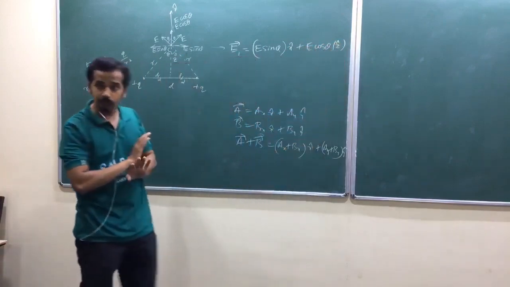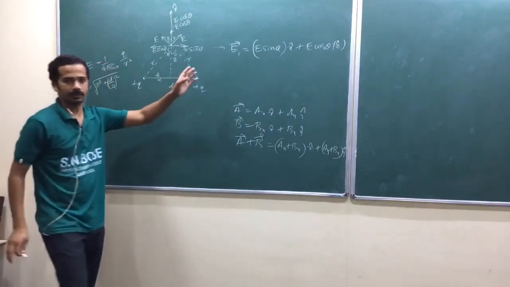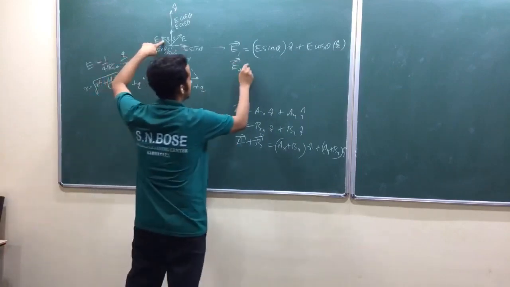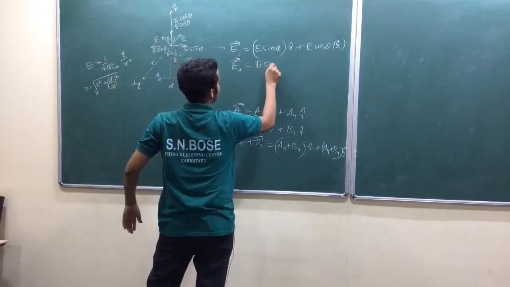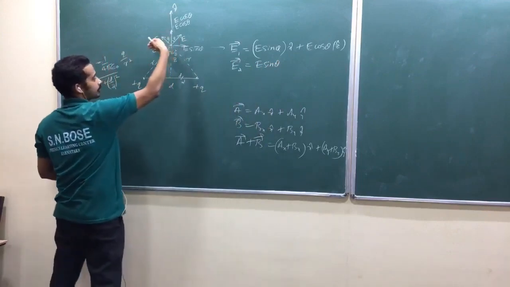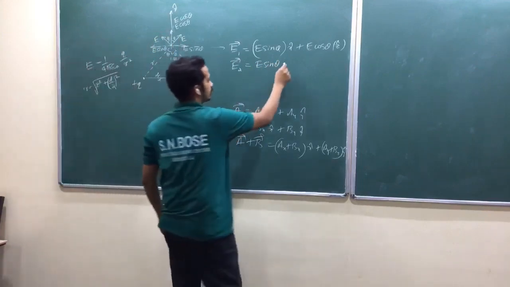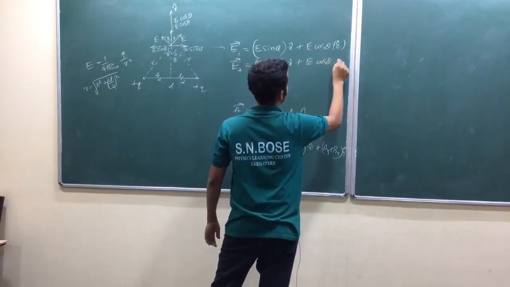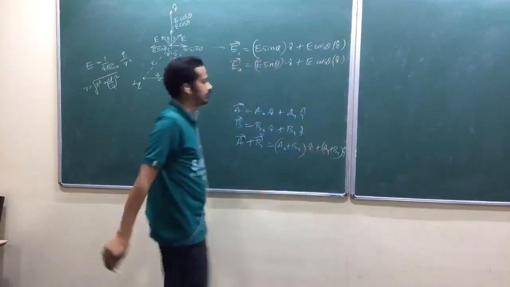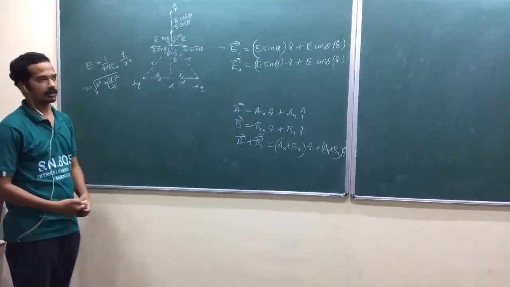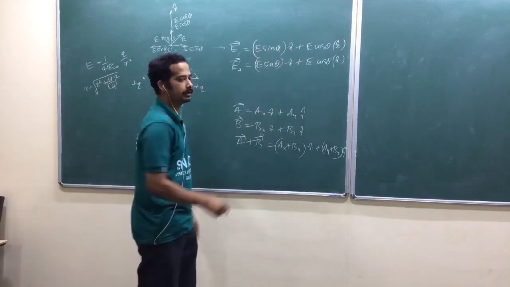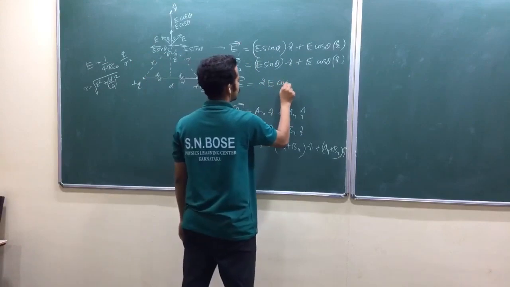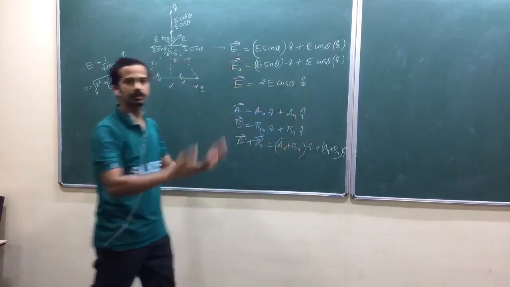If you need pure vector algebra, you can go like this. E2 vector is E sin theta along minus x cap, because this projection is along minus x cap, plus E cos theta along z cap. Now vectorially add them. The x components will get cancelled, so the resultant electric field is 2E cos theta along z cap. You got the net answer.